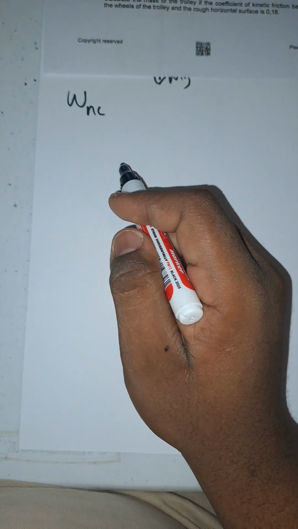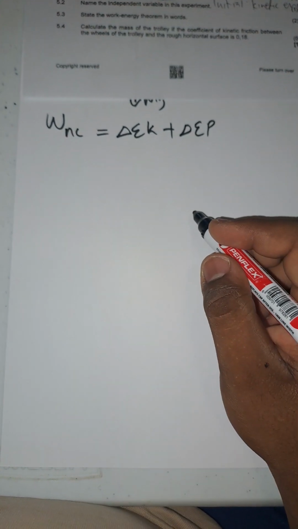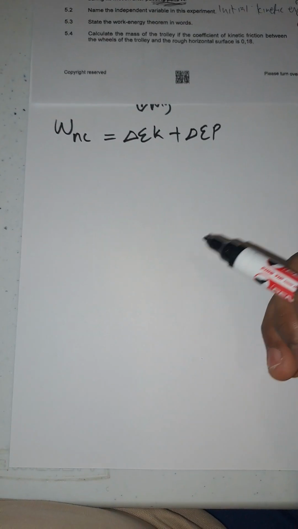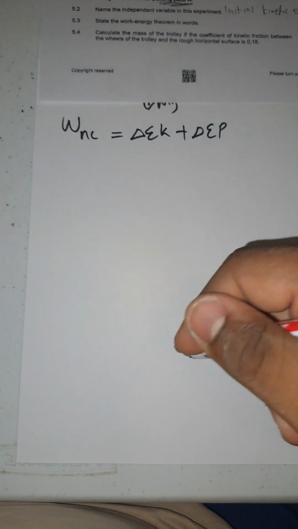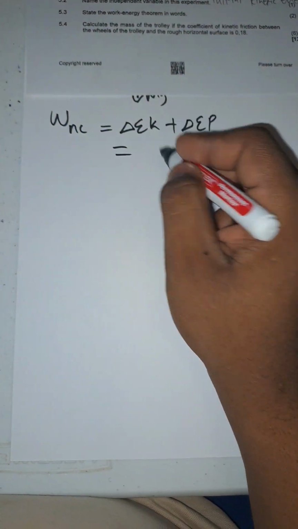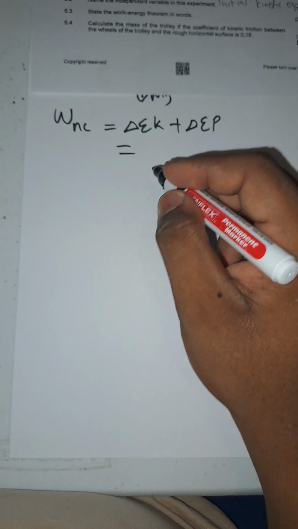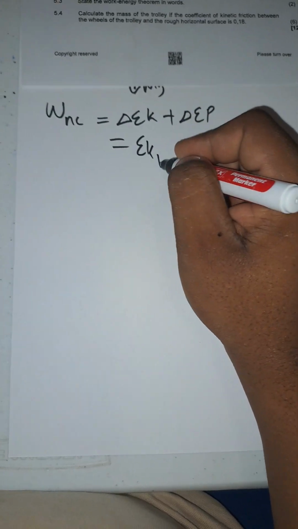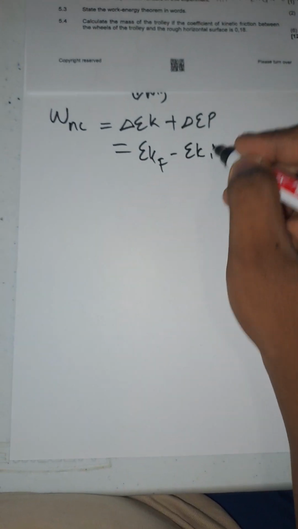So we simply have to use W_NC. This is the work done by the non-conservative force, and you know that kinetic friction is one of the non-conservative forces. It is simply equal to the change in kinetic energy plus the change in potential energy. But since this is a horizontal surface, there is no vertical force, so we do not have potential energy. We are simply going to say EK final minus EK initial, so that you don't waste any time.